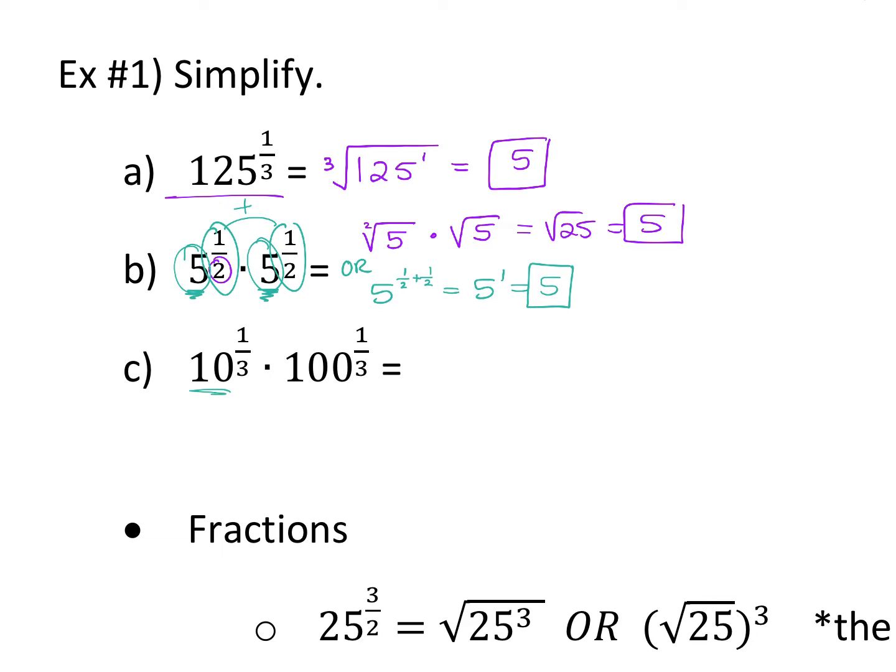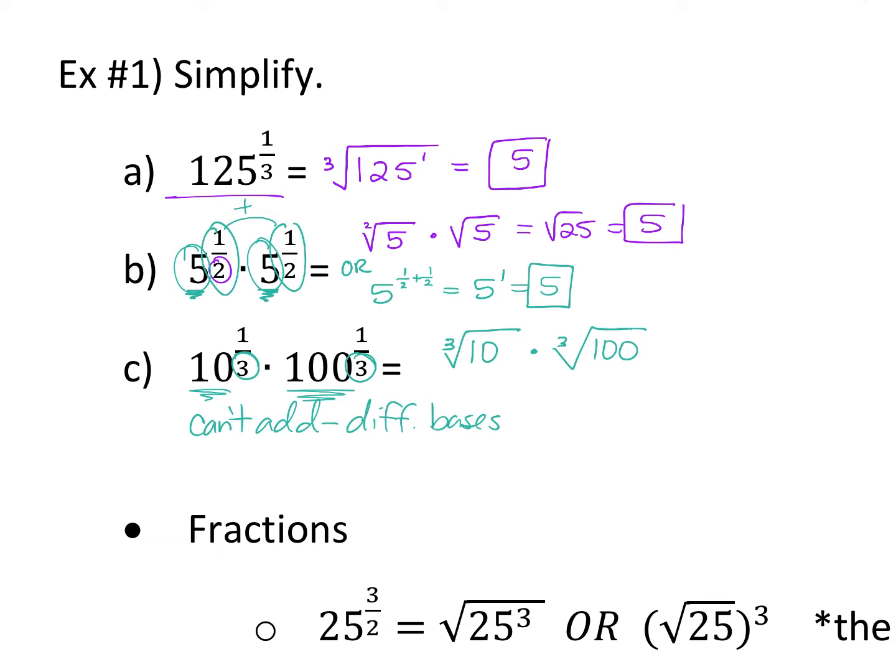Okay, now look at this one. Not the same base. It's the same exponent, but it's not the same base. So you cannot add these because you have different bases. But you can convert it to radicals and then simplify from there. So 10 to the 1/3 power, this is your root, right? So it's a 3rd root, it's a cube root of 10 to the 1st times, and then again, it's a cube root of 100 to the 1st.